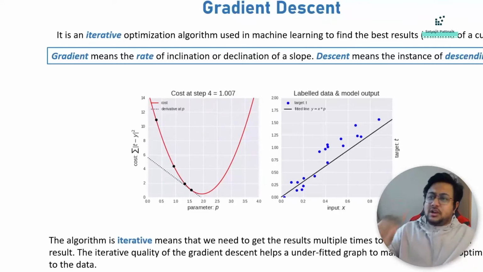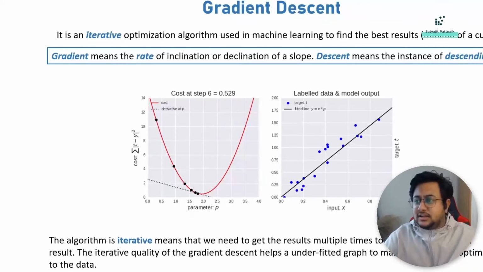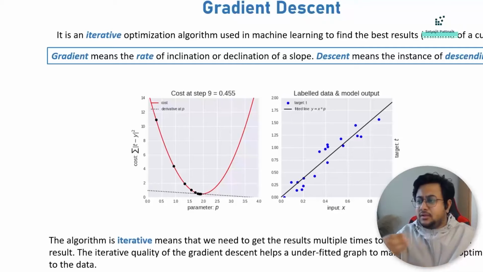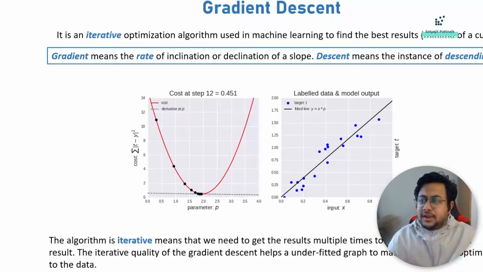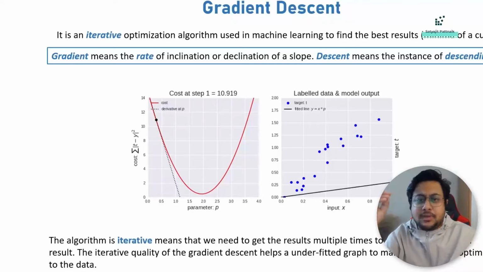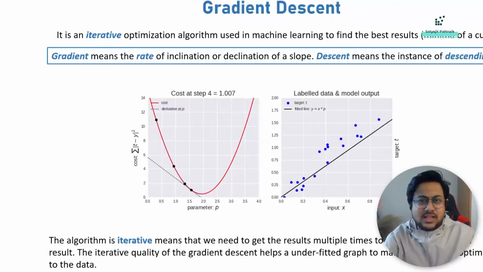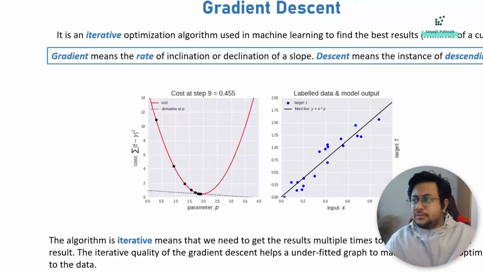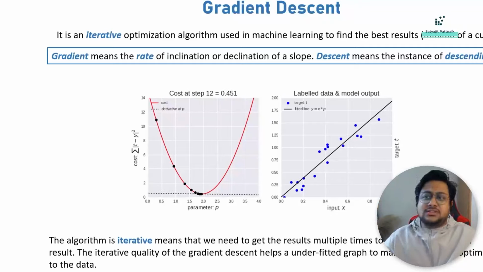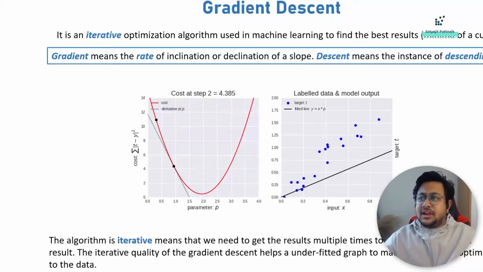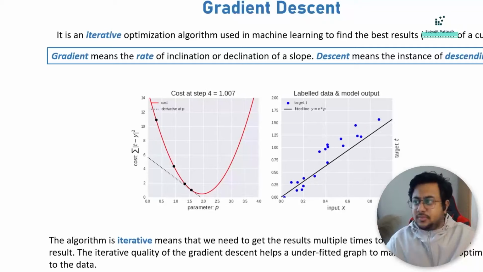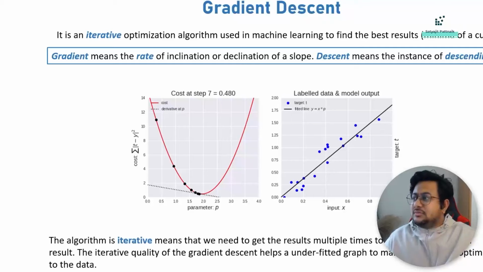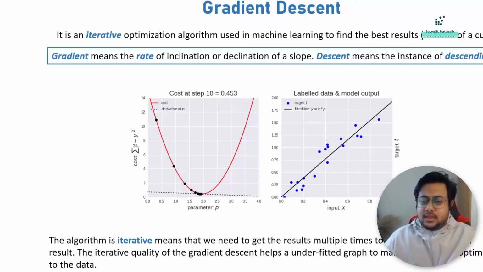Now this is a general idea on gradient descent. We have already explained gradient descent in another video, but let me quickly give you an idea about what exactly gradient descent is. It's an iterative optimization algorithm used in machine learning to find the best results. Gradient means the rate of inclination or declination of a slope. Descent means the instance of descending.